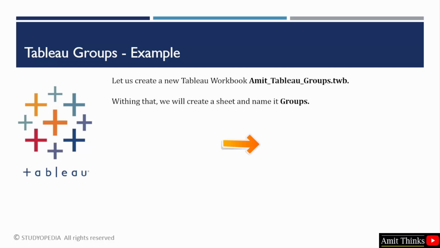We will aggregate the value of, let's say, two categories together. We will create a new Tableau workbook, Amit_Tableau_groups, and within that we will create a new sheet with the name groups. Let us see.